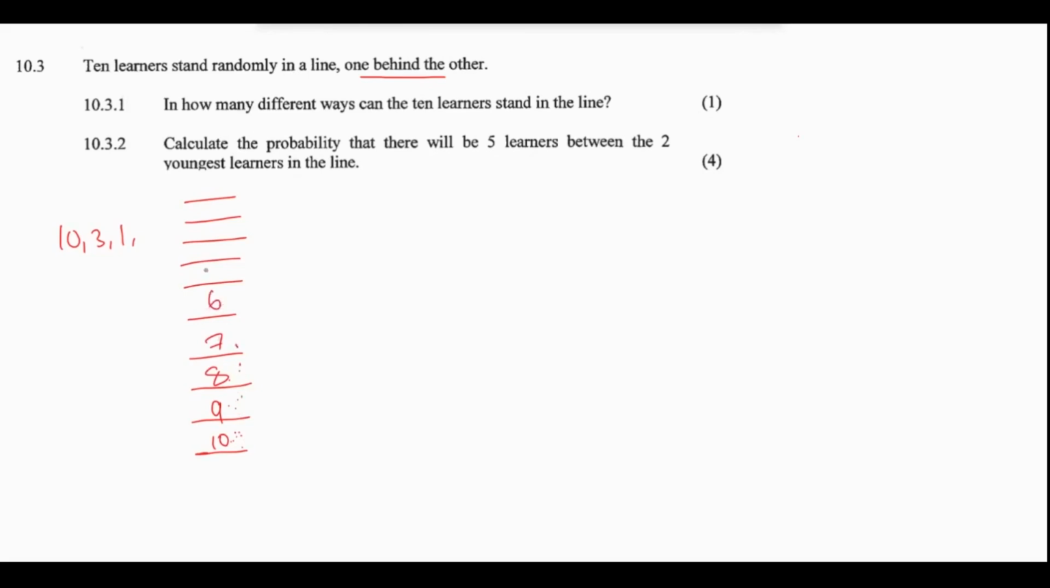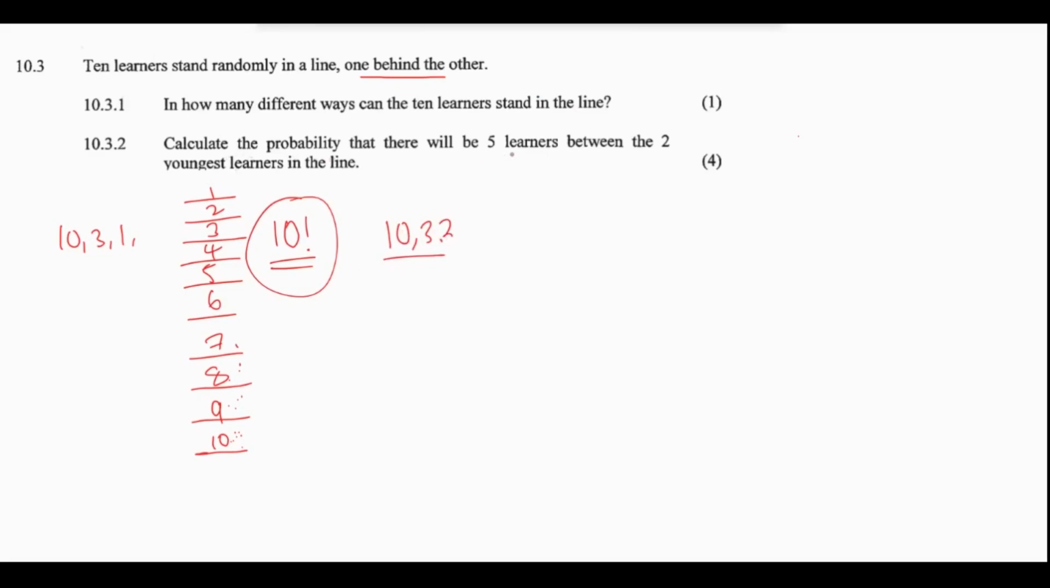It goes on like that: 4, 3, 2, 1. This is actually 10 factorial. So that's the answer there. How many different ways can the 10 learners stand in the line? That would be 10 factorial. Then 10.3.2.